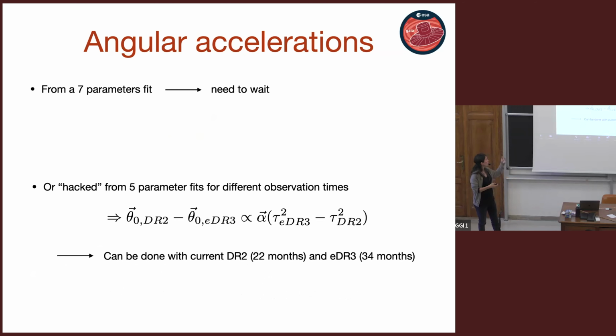currently have. So if you perform a 5-parameter fit of a star that also is moving with some acceleration over a different time of observation, you would expect to get a different result for the fit over a different observational time. And so by using the best fit from Gaia DR2 and early data release 3, in principle, we should see an offset in the position of the same source, which is proportional to the angular acceleration. So we're trying to build a catalog of these hacked accelerations.